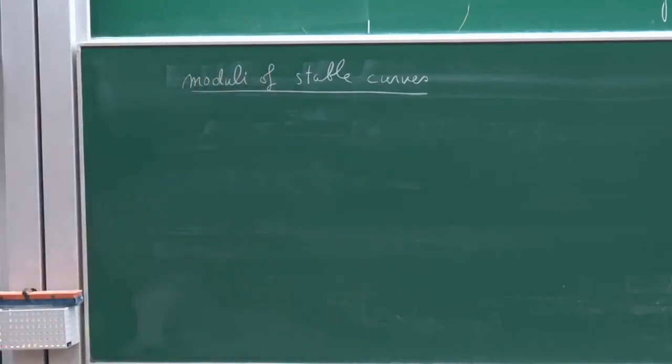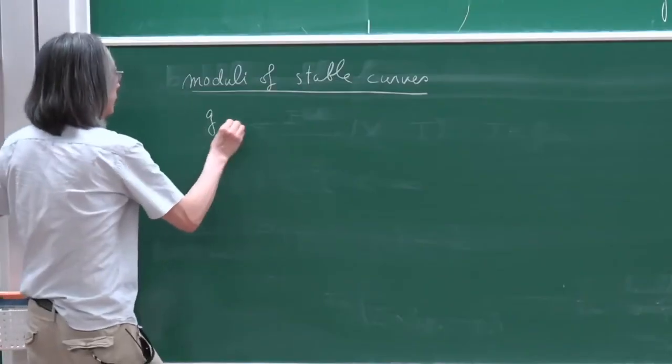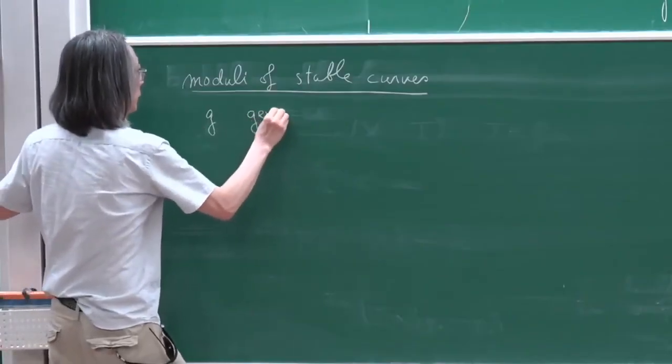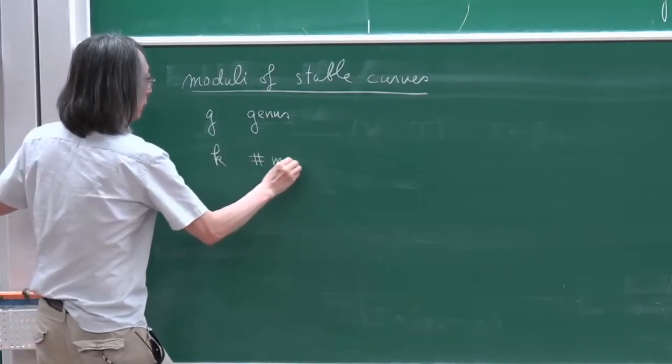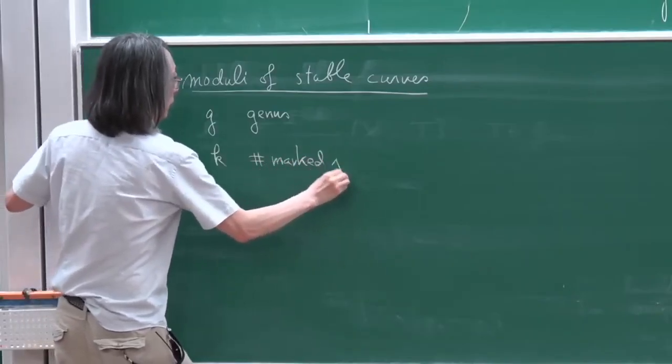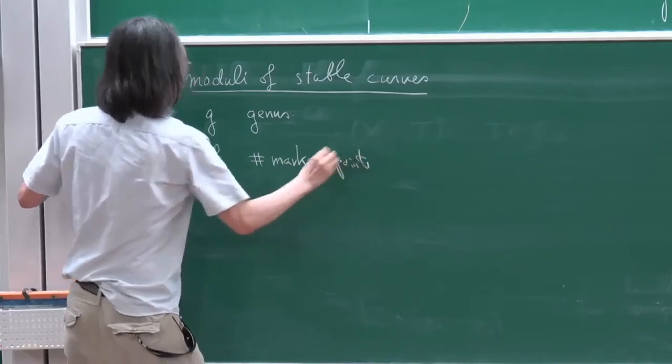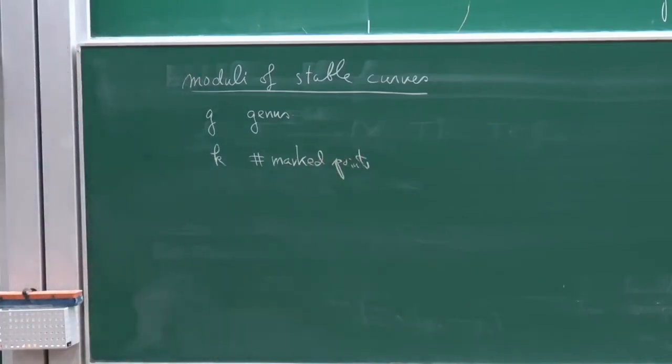In order to talk about this, I need to introduce two things. One is genus, and another is the number of marked points. So K is just the number of marked points. And for genus, it is the following.